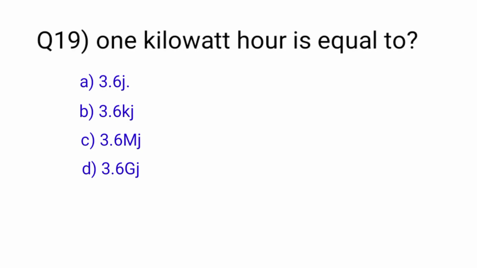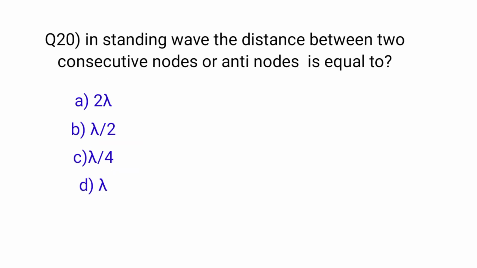Question number 19. 1 kilowatt hour is equal to. The correct answer is option C, 3.6 megajoule. Question number 20. In standing waves, the distance between two consecutive nodes or antinodes is equal to. The correct answer is option B, lambda by 2.